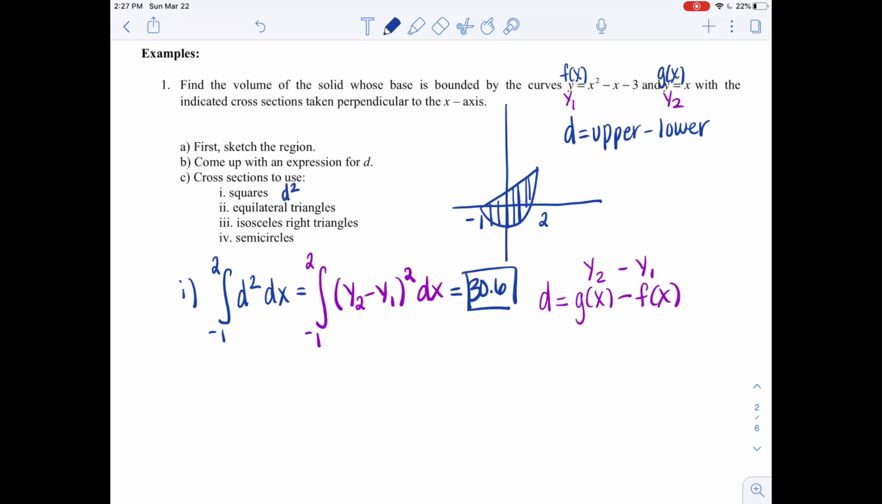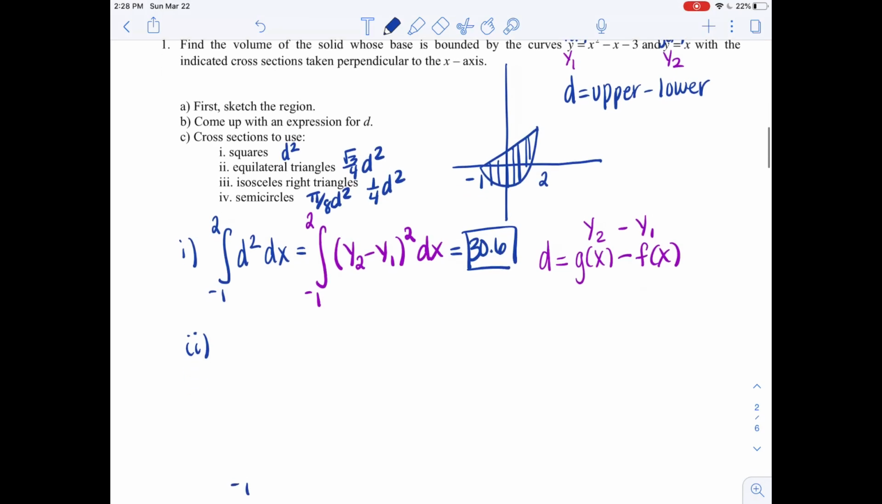Now as I move on to my other cross sections, it should be relatively simple because the whole idea is you're just adding all these cross sections together. You're still on the same exact region, same exact function, same upper, same lower, so the d value doesn't change, the bounds don't change. All that changes is that extra little constant in front of d squared. Remember, for equilateral triangles, it's radical 3 over 4 d squared, for isosceles right triangles, it's 1/4 d squared, or semicircles, which I think is probably more common than the two triangles, pi over 8 d squared.